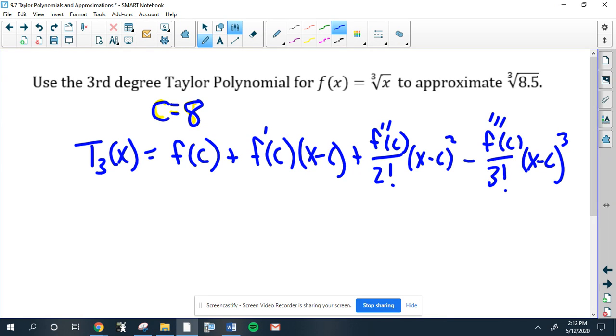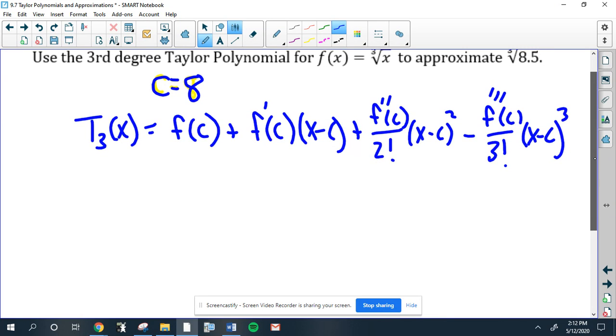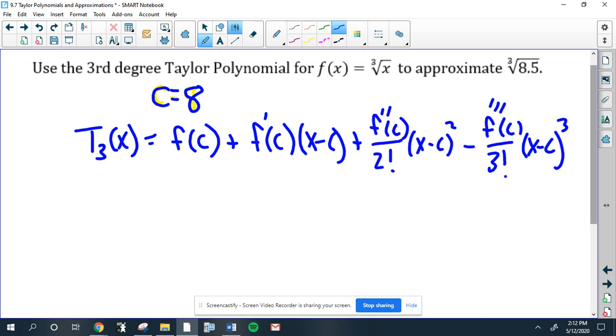All right. So c is 8. That's where we're centering about. So we're going to have to find 3 derivatives. The first derivative, f prime of x, is 1/3 times x to the negative 2/3. So f prime of 8 is going to be 1 over 12. Cube root of 8 is 2, 2 squared is 4, 3 times 4 is 12.